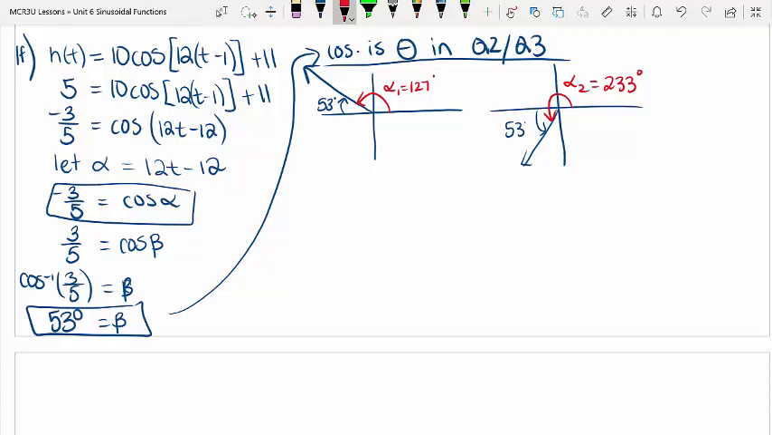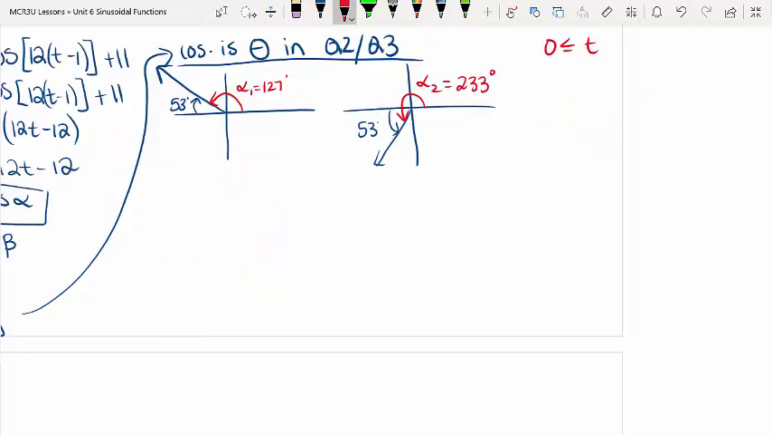Okay, are there any more values of alpha? To determine that, we need to look at our domain. Our original domain was time had to be between 0 and 60 seconds, because if you look in part F, it says when is the seat 5 meters high in the first minute. So that declares our domain is within the minute. So our original domain was t greater than 0 but less than 60.